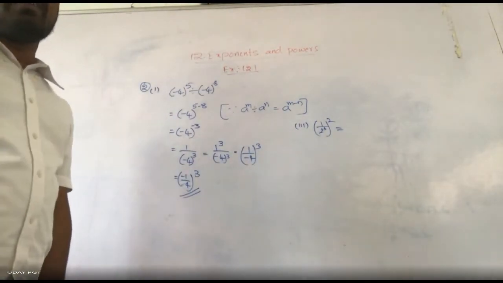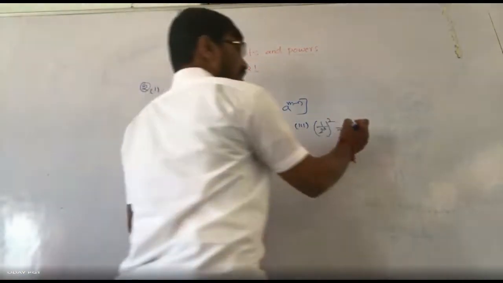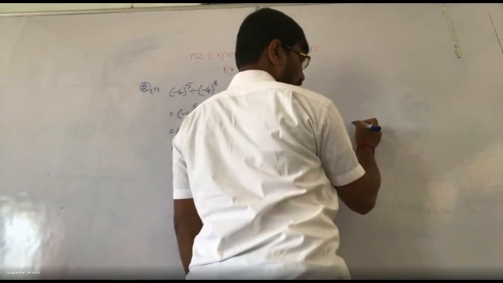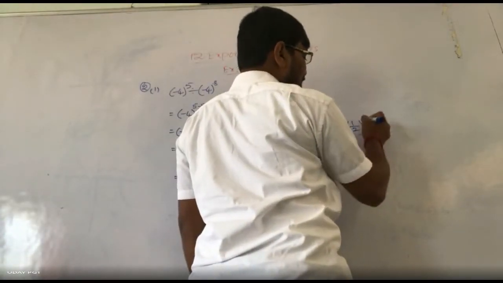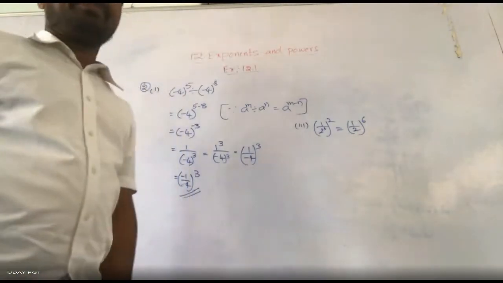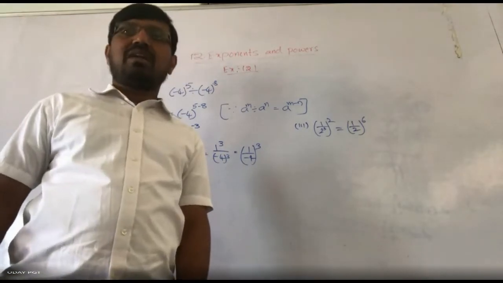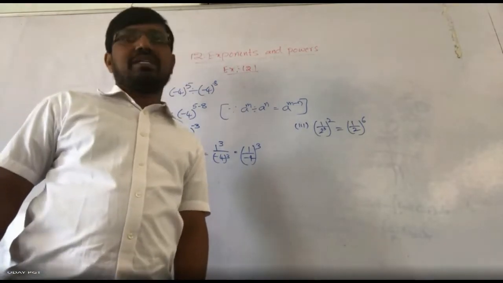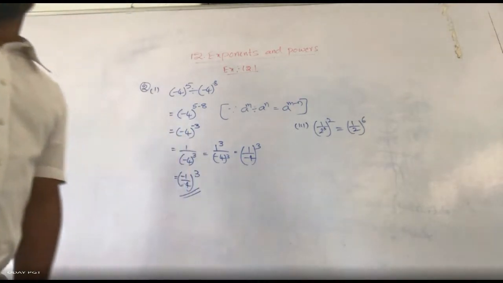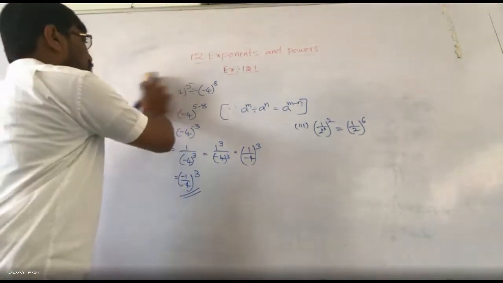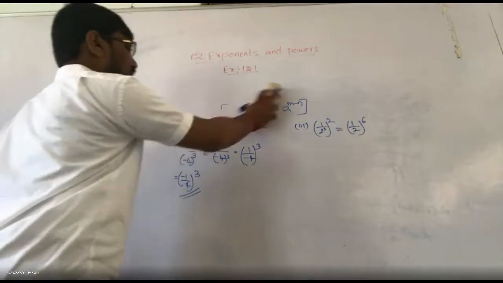With the positive power it is given to you. 1 by 2 whole power 6, can I write? Yes, sir. Because 1 power 6 is 1 only. 1 to the power of whatever it may be, we are going to get 1. Now the problem comes from the third problem onwards. Third and fourth problems you will get out here in this situation.